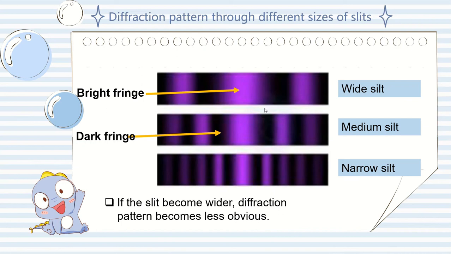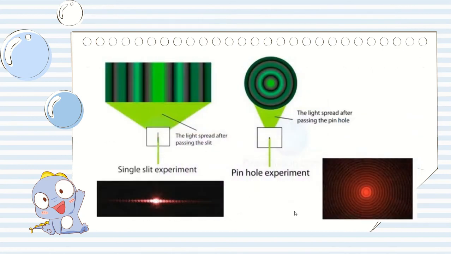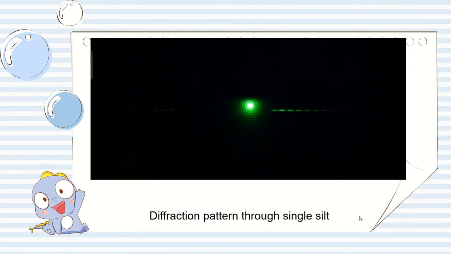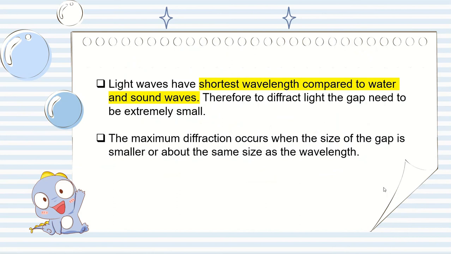If the slit becomes wider, the diffraction pattern will become less obvious. As you can see, this is the diffraction pattern through pinholes. And for the next one, this is the diffraction pattern through a single slit. The light wave has the shortest wavelength compared to water and sound waves. Therefore, to diffract light, the gap needs to be extremely small. The maximum diffraction occurs when the size of the gap is smaller than or about the same size as the wavelength.